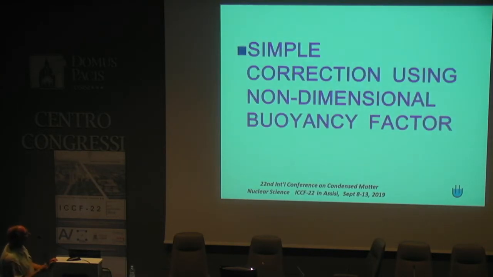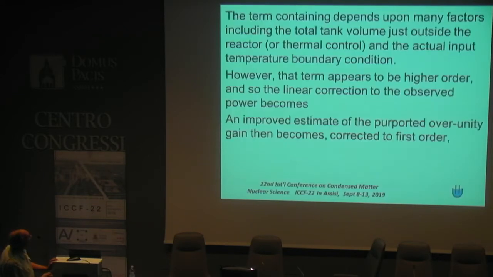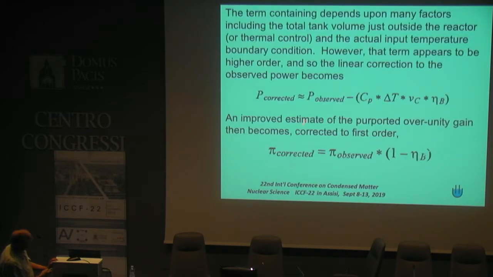This is the simple correction. We can do this by considering the addition of the actual power out and an error term. This is what we got from the Navier-Stokes equation from the convection and the buoyancy. We do the correction, we throw in A to B, which is the ratio of the buoyant flow to the convective flow. We add the error term. Some of this is second order, it really doesn't matter. And we end up with a single term, which is this. When we take the observed, the indicated excess power, and we subtract this, we get a corrected value.